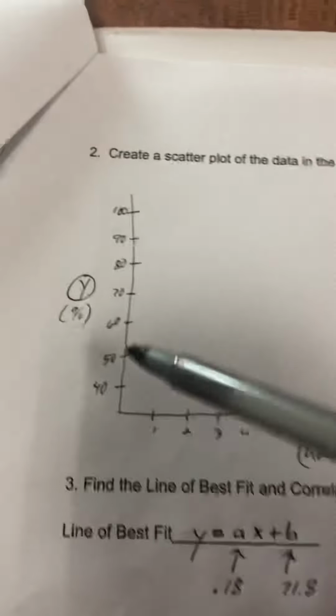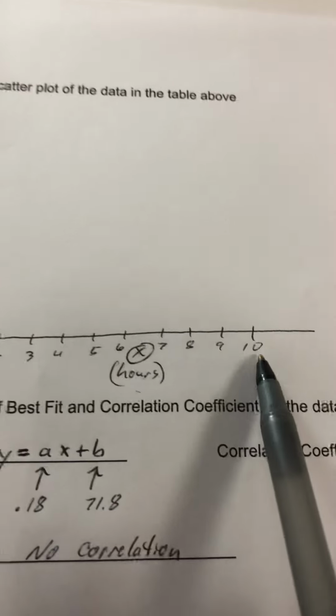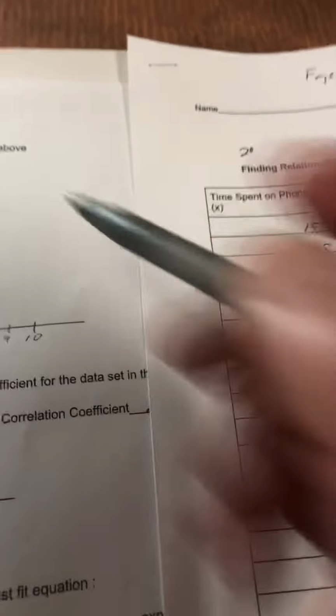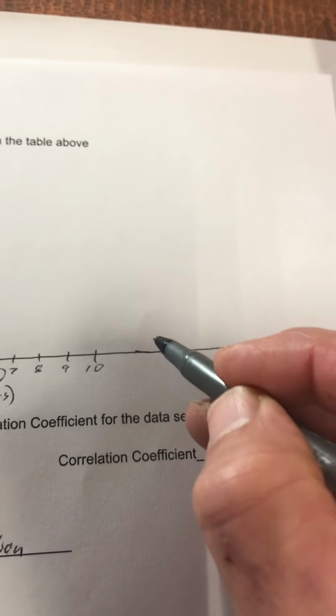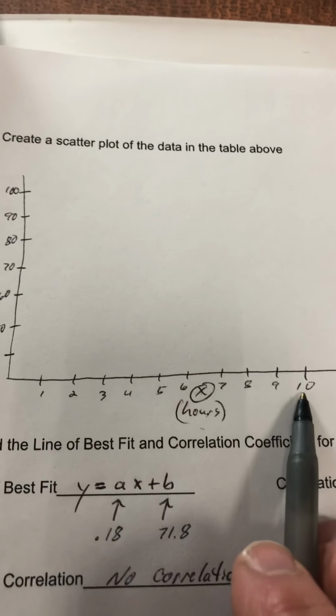Like if I was looking at second period stuff, I started with my Y, the percentages, and then the X, the hours, are down here. I went 1 to 10, but for second period, you're going to need to go to 18. So you're going to need to continue it for second period: 10, 11, 12, 13, 14, 15, 16, 17, 18. For eighth period, I only went to 10.